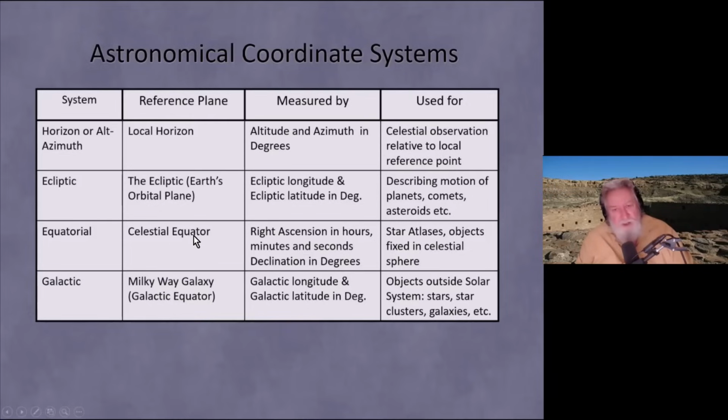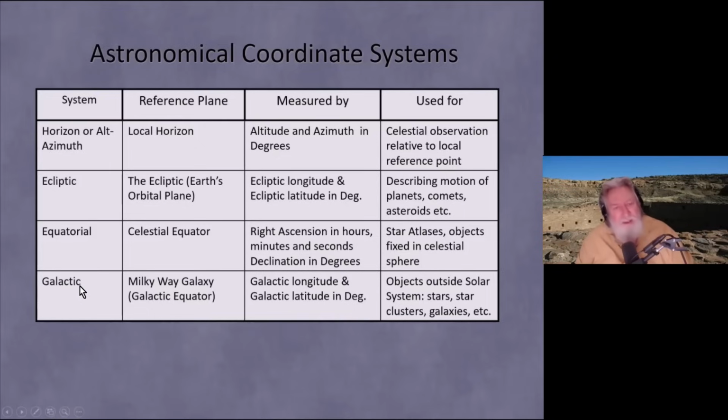Equatorial: the celestial equator, measured by your right ascension in hours, minutes, and seconds, and declination in degrees above or below the celestial equator. It's used primarily for star atlases, objects fixed in the celestial sphere, which of course is your fixed background, your reference against which all of this motion is going to be measured.